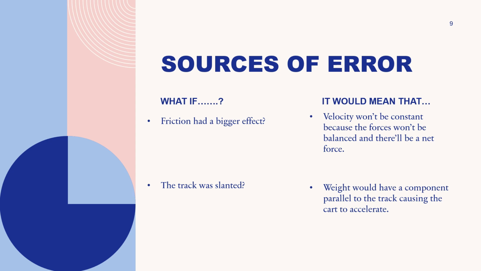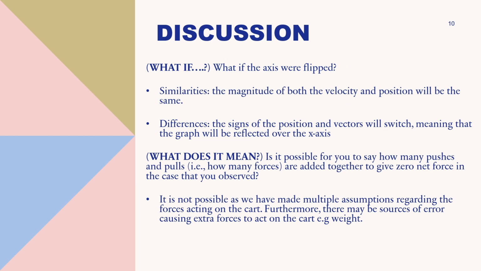Furthermore, what if the track was slanted? That would mean that the weight acting on the cart would have had a component parallel to the track that caused the cart to accelerate. For our final discussion, we'll answer a couple of questions. First, what if the axes were flipped?